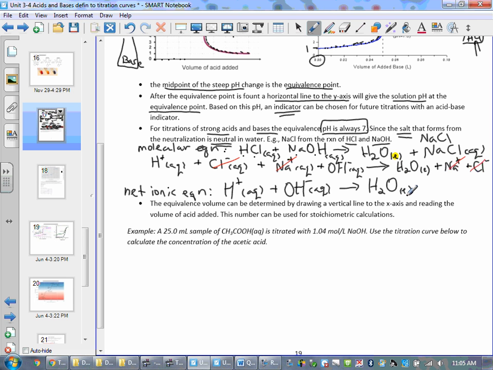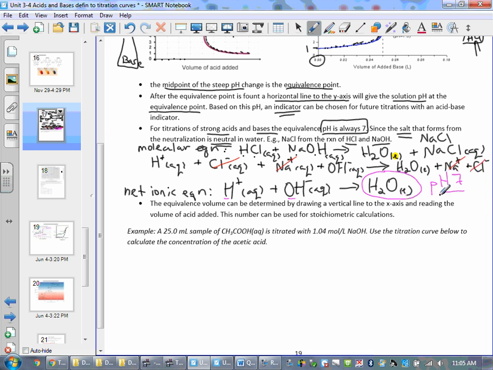So at our equivalence point, all of these acidic protons have reacted with the hydroxide, and the only thing in there that is of any importance is water. So neutral pH. That's why for titrations with strong acids and strong bases, our equivalence point pH is always 7. That's not the same for our weak acid and base titrations. So we're going to look at those next.